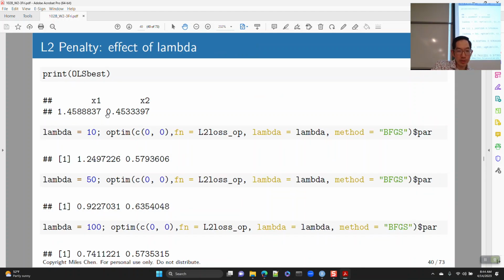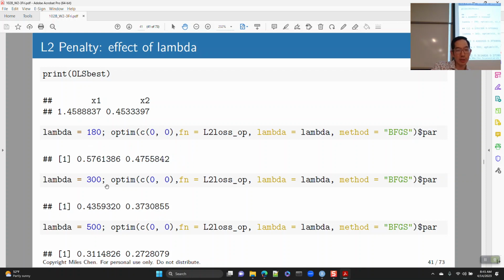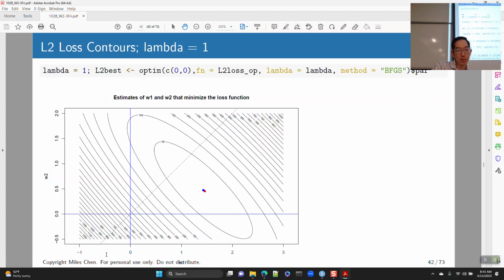Okay, and then what we see is as I increase lambda, as lambda gets bigger, this term goes from 1.45 to 1.24 to 0.92 to 0.74. Interestingly, the x2 value goes from 0.45 to something bigger, to 0.579, to 0.635, and then starts to shrink, 0.573. Then I keep increasing my lambdas, and both of these shrink further, but they get to something like 0.31 and 0.272. Okay, what's going on here?